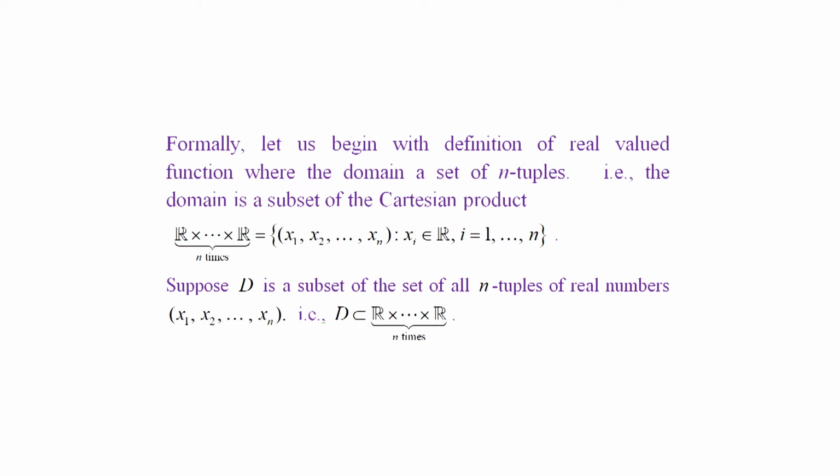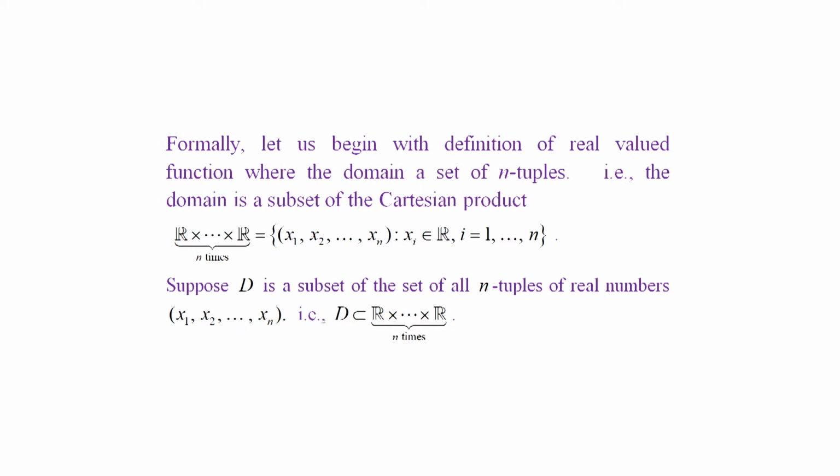Formally, let us begin with the definition of a real valued function where the domain is a set of n-tuples. That is, the domain is a subset of the Cartesian product R cross etc. cross R n times, which is equal to the set of all n-tuples (x1, x2, etc., xn) such that xi belongs to R where i is from 1 to n. Suppose D is a subset of R cross etc. cross R n times.